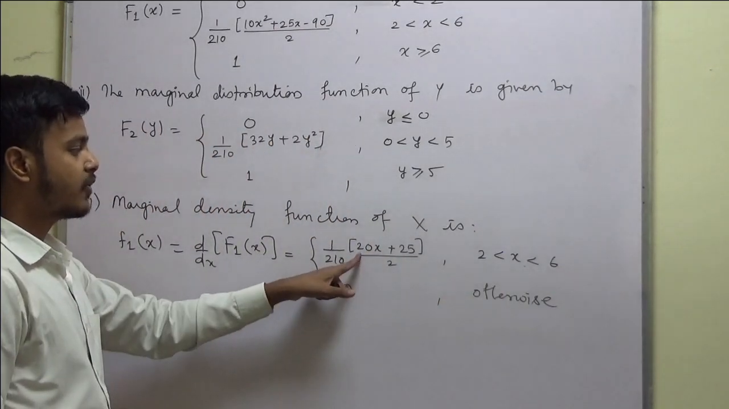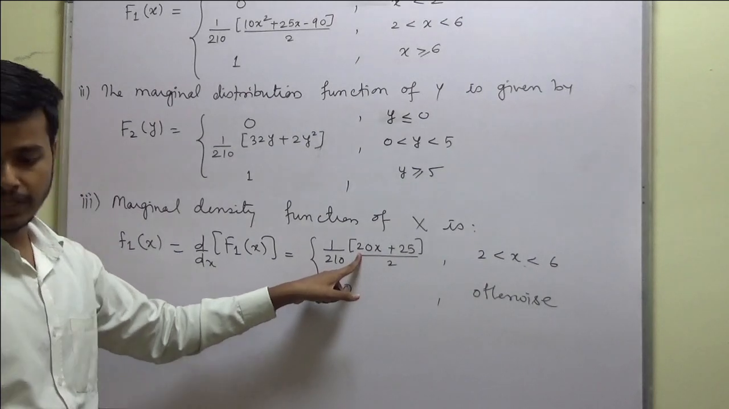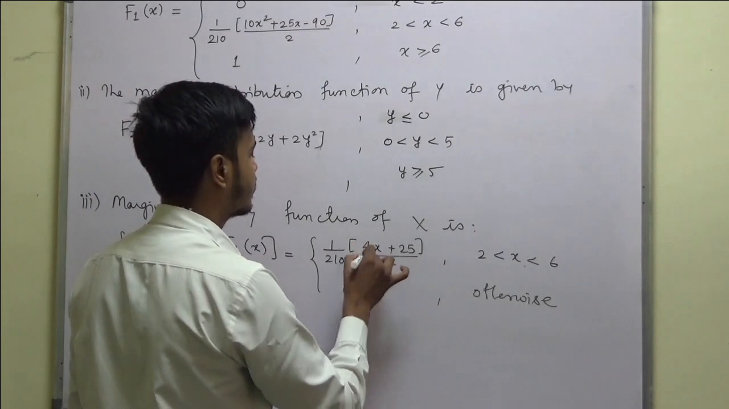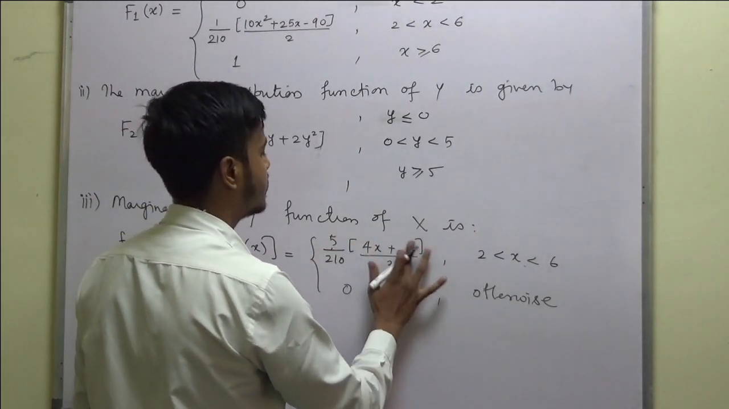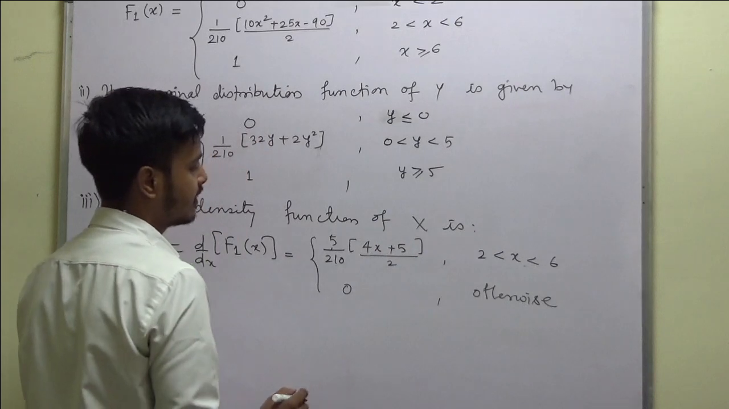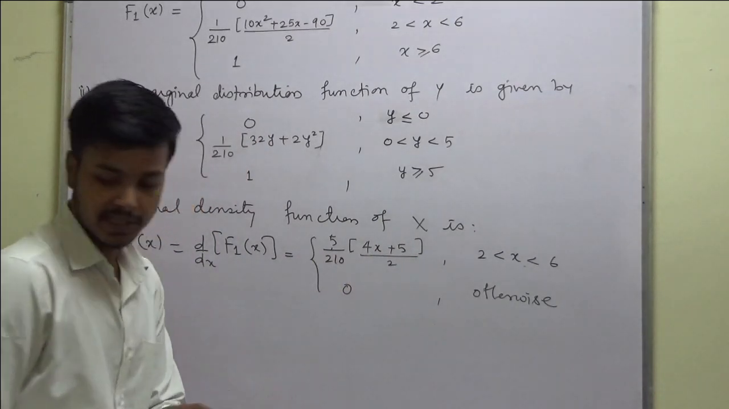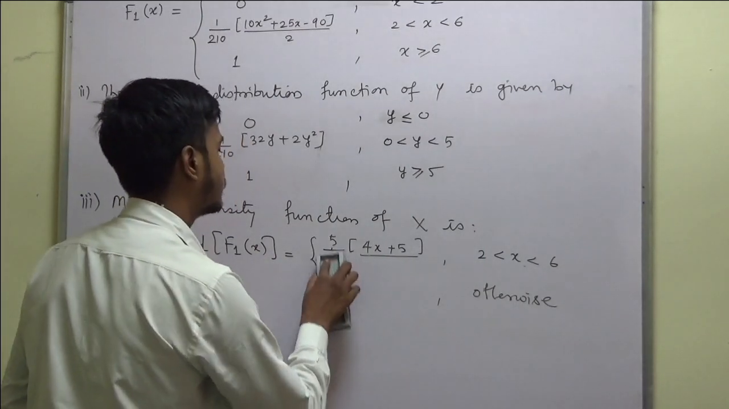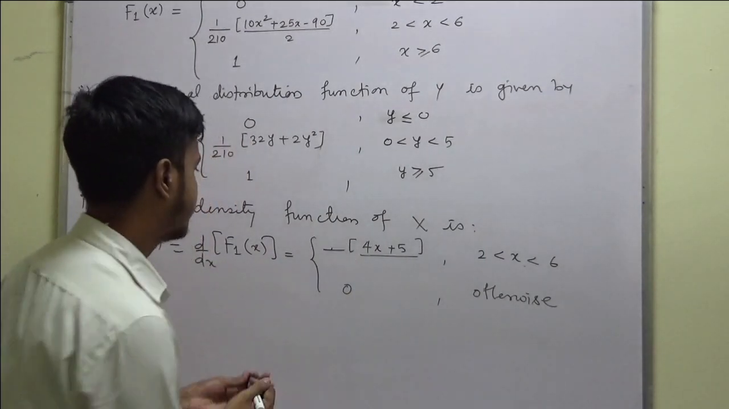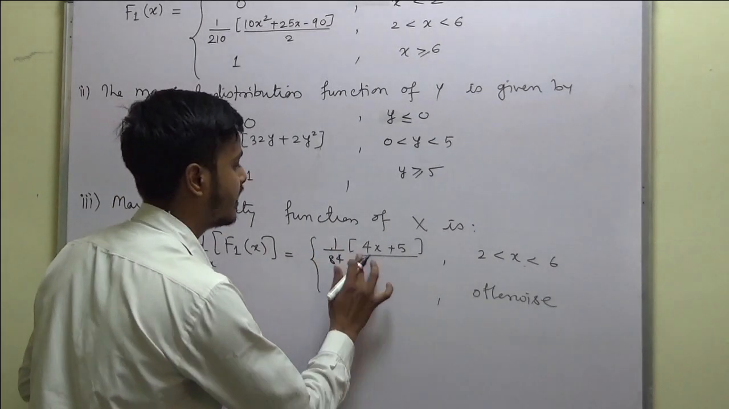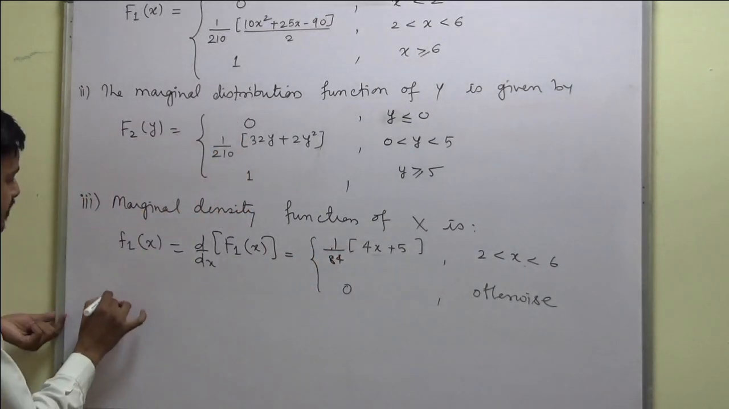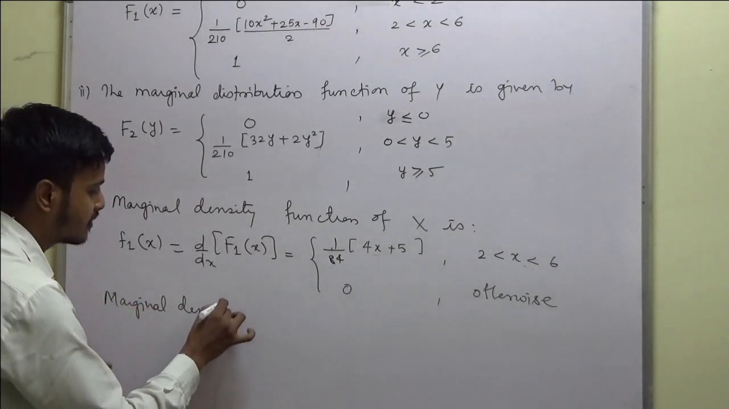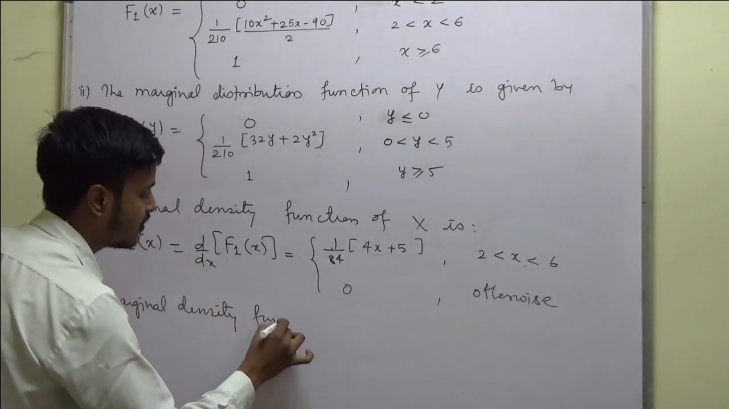Actually you can solve this. You can take 5 common over here, and when you take 5 common, this would be 4x, and this would be just 5. So you can cancel out something and you remain with 84. When you divide this, you remain with 1 by 84. Likewise you can find out the marginal density function of y.